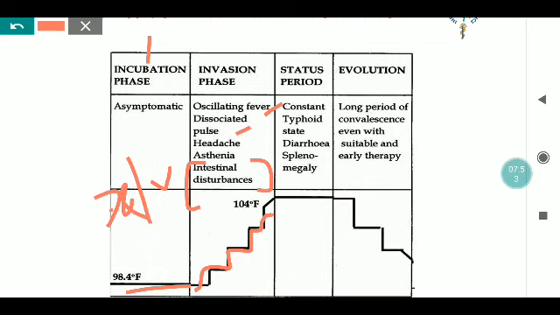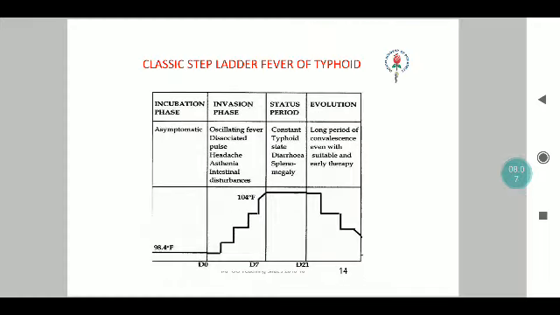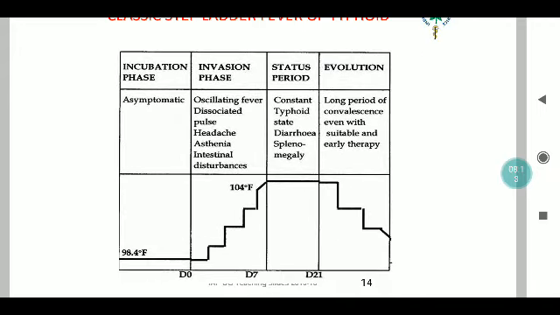Now, the next plateau phase or status phase, which is the third phase, is where there is a constant state of fever, and persistent diarrhea and splenomegaly may be seen. And the evolution phase is where the temperature accordingly does come down, but the patient remains a carrier. If you consider day-wise, up to the incubation phase, you consider it as day 0 or the subclinical phase, up to day 7 as the invasive phase, 7 to 21 as the status period, and beyond 21 days as the evolution time.